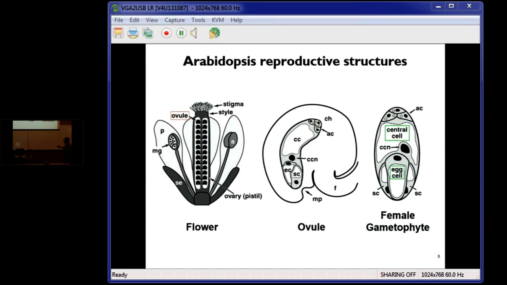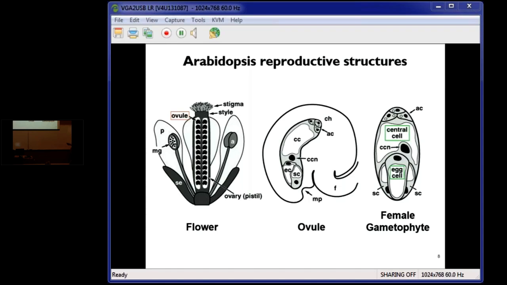You have the pistil or the carpel that contains the ovules. And if you look at the ovules, ovules are multi-structured, multicellular structures that contain the multicellular female gametophyte of Arabidopsis, and it's typical of nearly all flowering plants. There are multiple cells here.